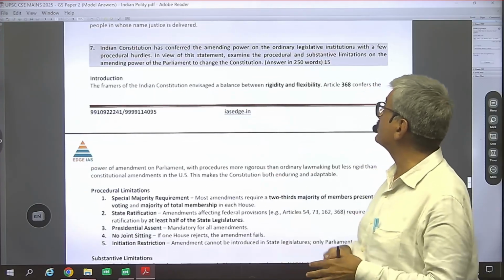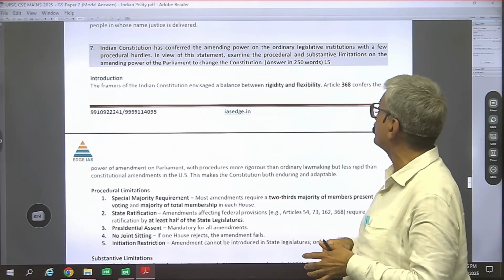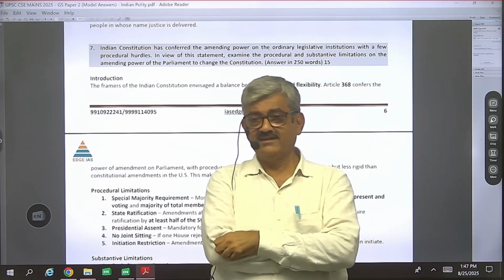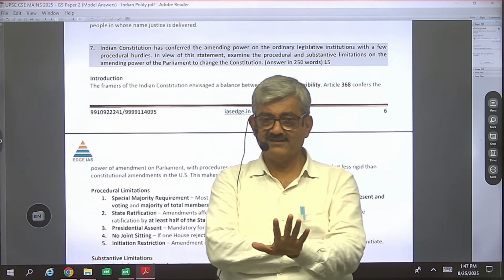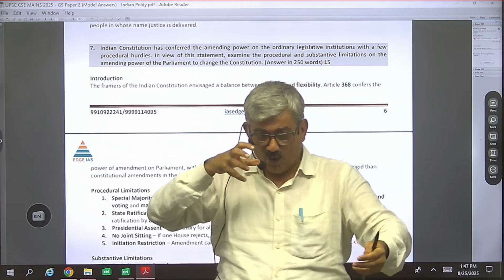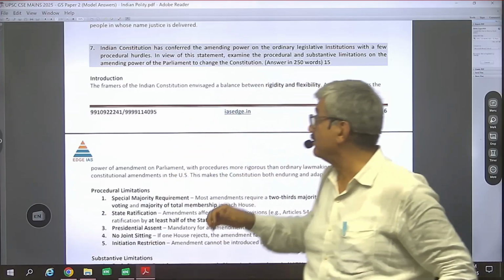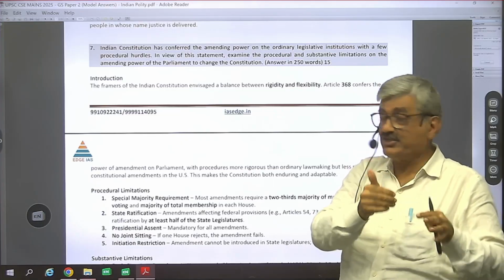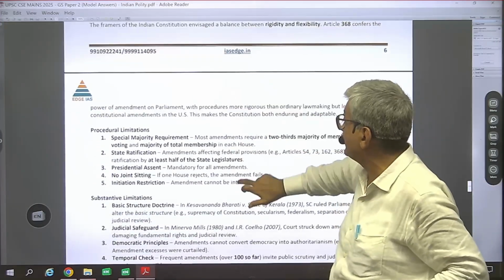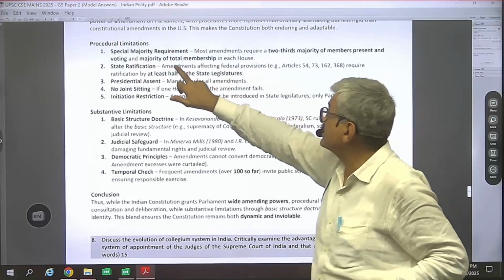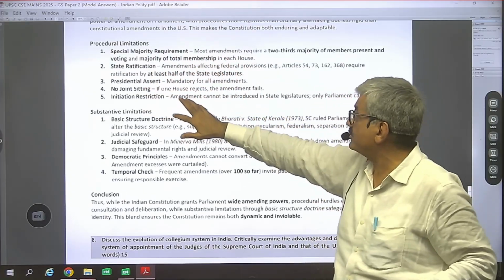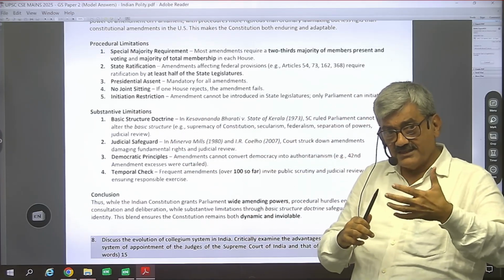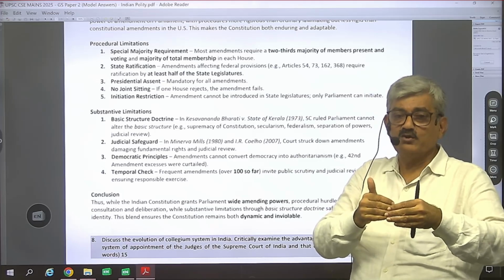The next question is: the Indian Constitution conferred the amending power on ordinary legislative institutions with a few procedural hurdles. The question framer has called it a hurdle. Still, it is part of the procedure. Hurdle does not mean a deliberate, designed obstacle not to go ahead with the amending powers. But at the same time, it acts like a check. So we are supposed to discuss how the different special majority requirements, state ratification, presidential assent, no joint sitting, and initial restrictions allow a bill to be deliberated.